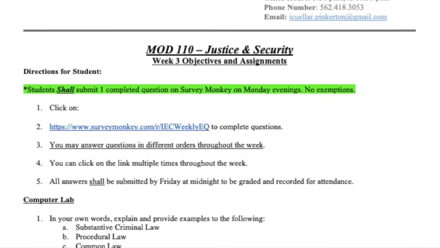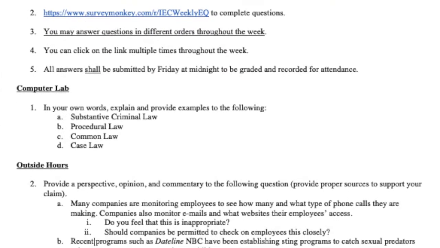The first thing that I want you guys to notice is that I've changed the format of the document. I hope that this makes life a little bit easier when it comes to copying and pasting. Now, let's go ahead and focus on the computer lab. On the computer lab, these are the instructions.